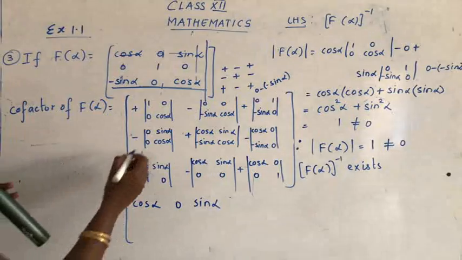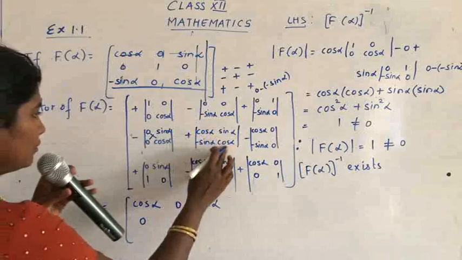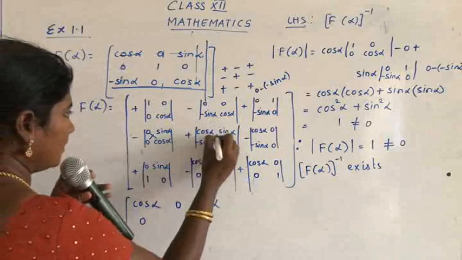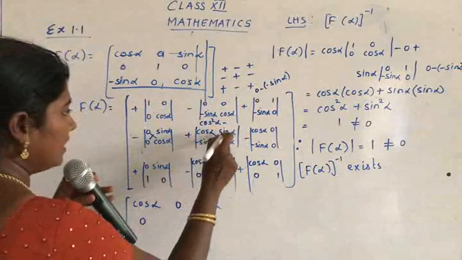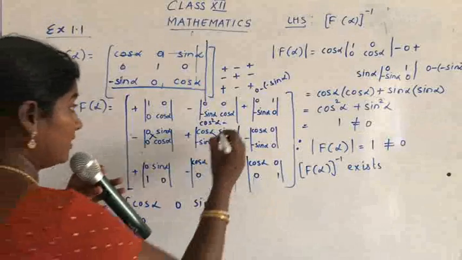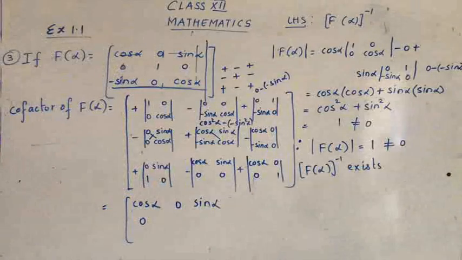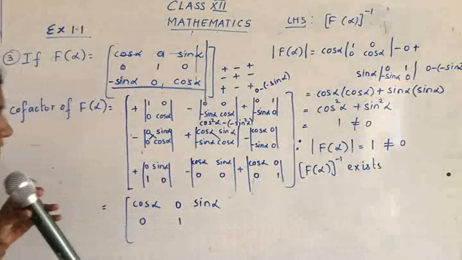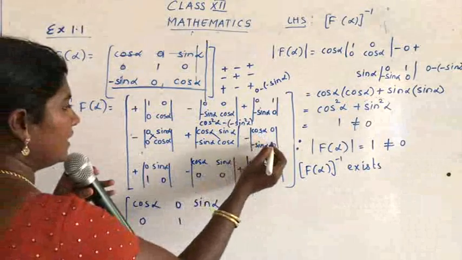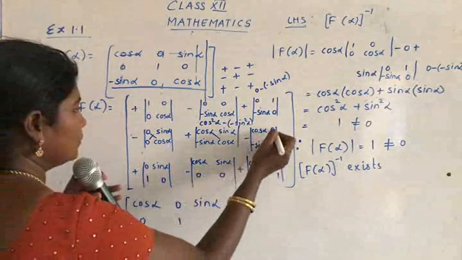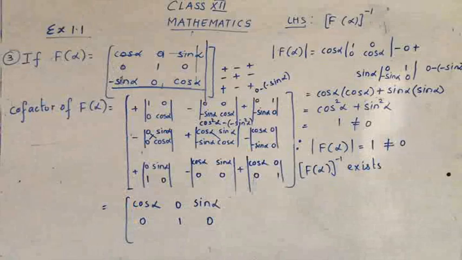Coming to the next row. 0 minus 0, 0. Cos alpha into cos alpha, cos square alpha, minus sin alpha into sin alpha, it's minus sin square alpha. So what you get here? Cos square alpha plus sin square alpha. What is the identity? Cos square alpha plus sin square alpha is equal to 1. Next, cos alpha into 0, 0. Sin alpha into 0 is 0. So it's 0.